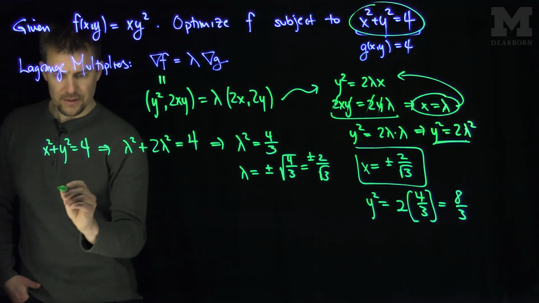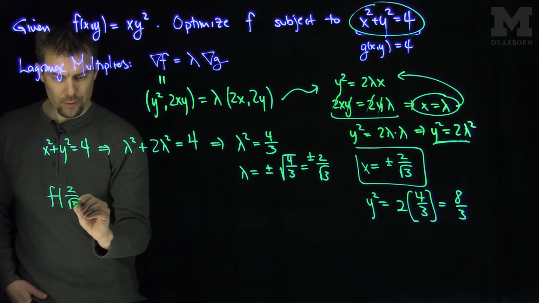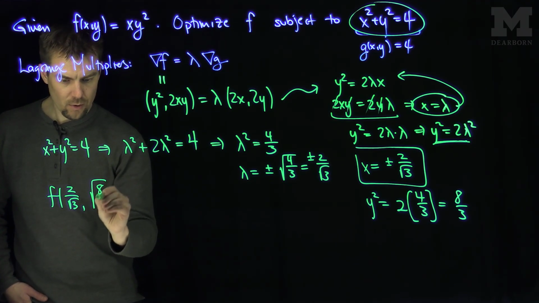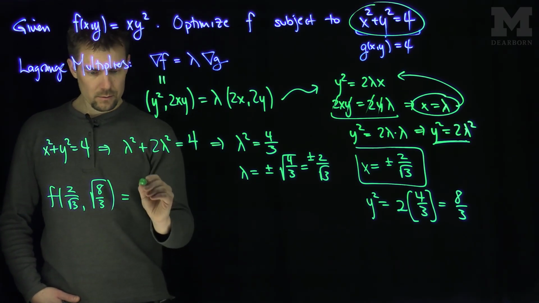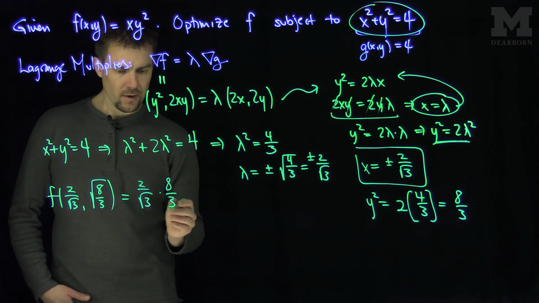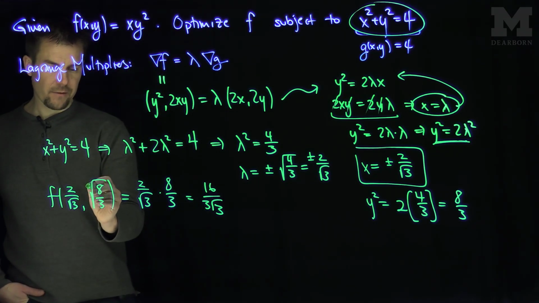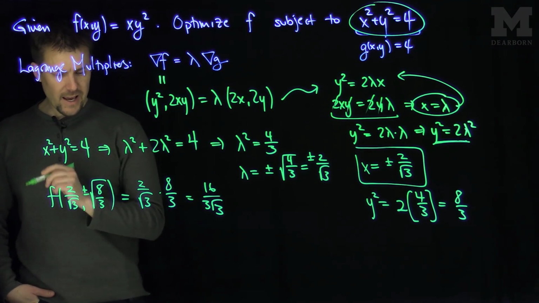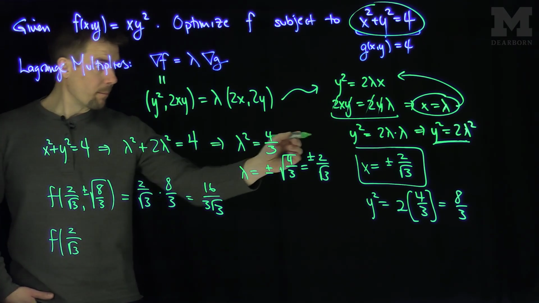And so we can conclude that if I look at f of 2 over root 3 for my x, and for my y, the square root of 8 over 3, the value will be 2 over root 3 times 8 over 3 for y squared. And so that's going to be 16 over 3 root 3. If I have plus or minus in here, it won't matter because y squared is going to output an 8 over 3.